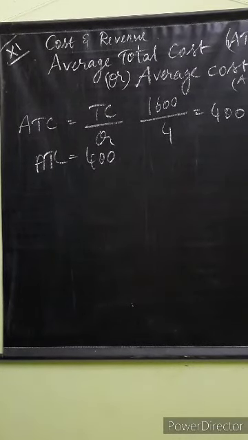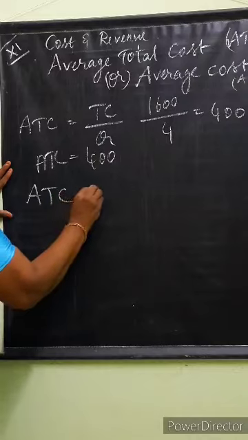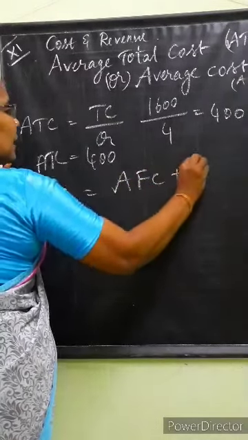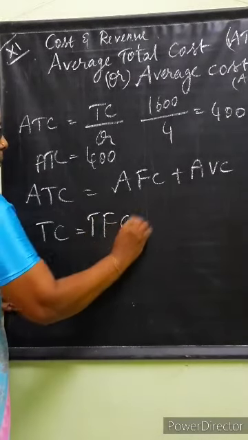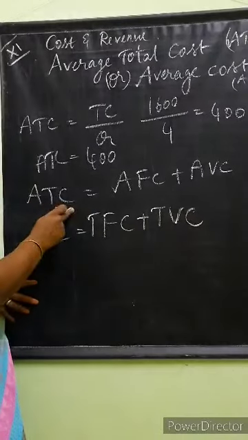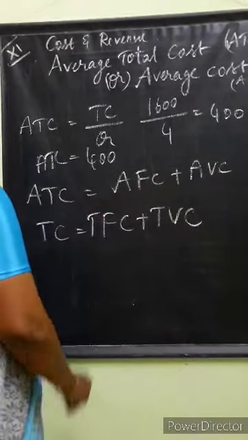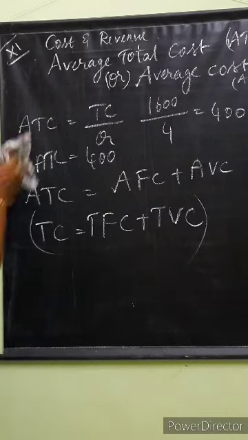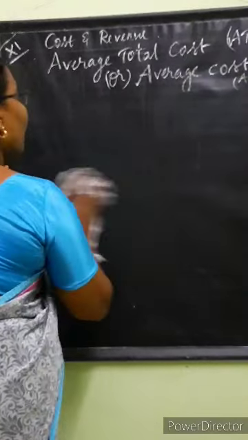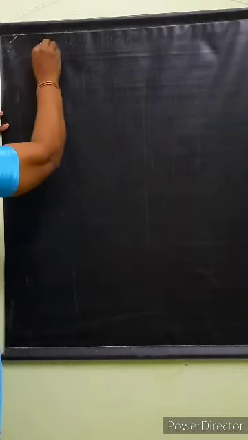Then, ATC is derived by adding together. How will you get ATC? ATC is equal to AFC plus AVC. And TC is equal to TFC plus TVC. Do you understand? And then, the next one is the marginal cost curve.